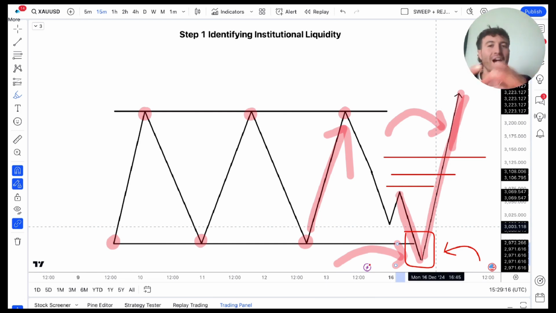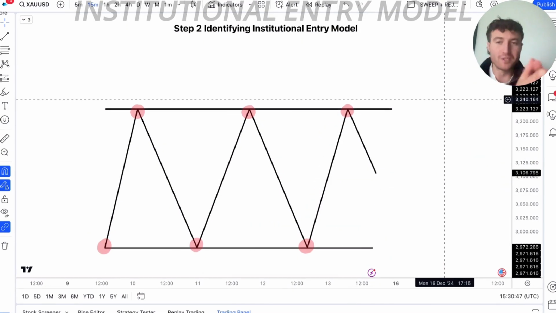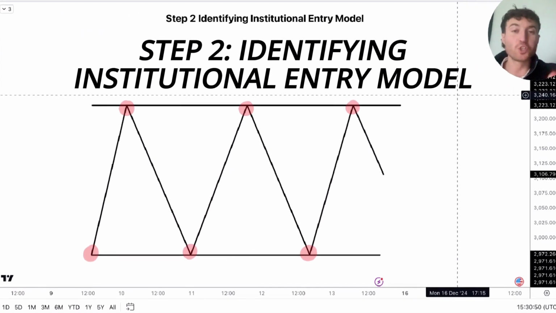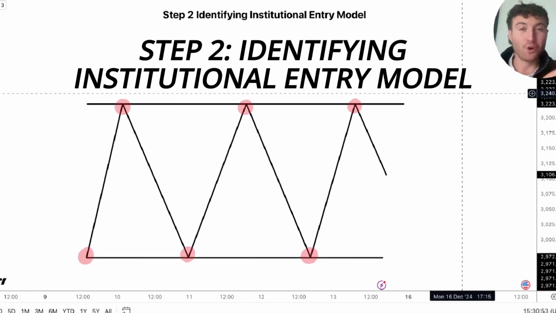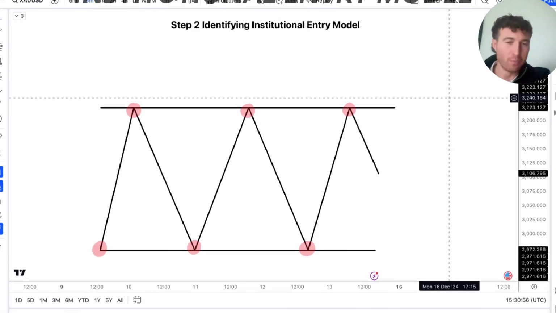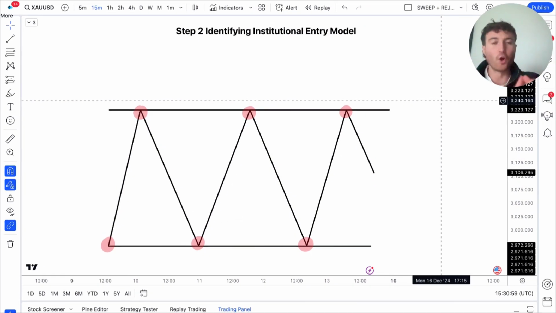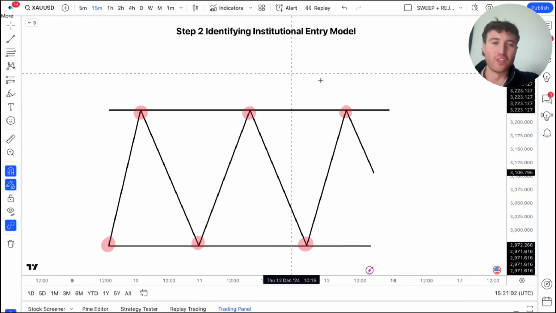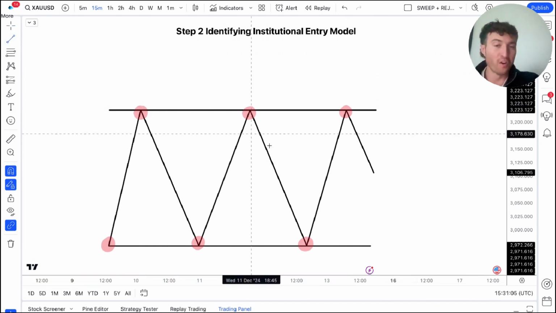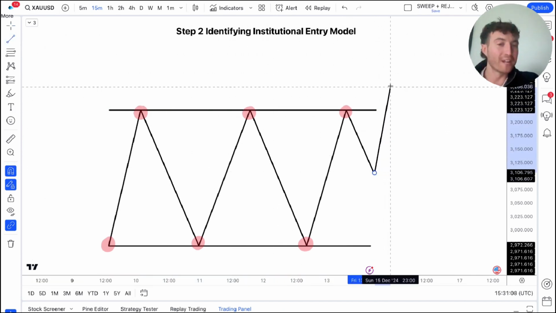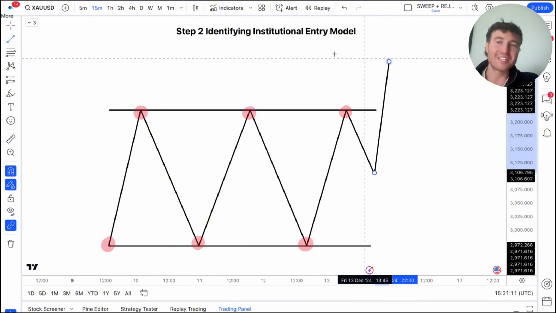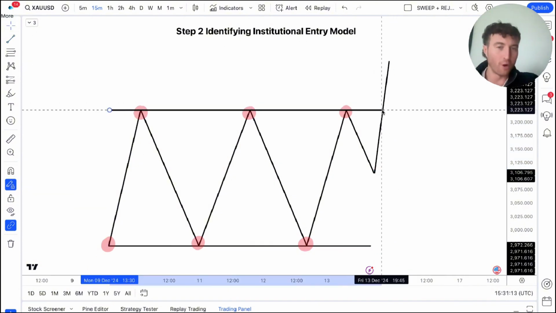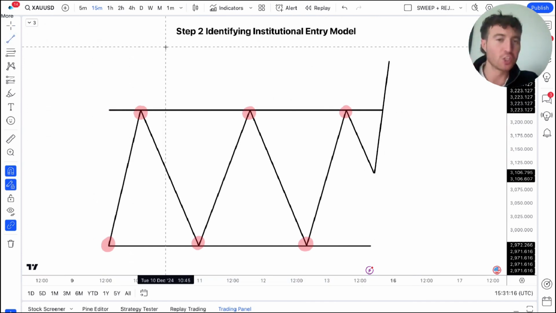So this is step number one, identifying institutional liquidity. The next thing that you need to learn is step number two, which is identifying institutional entry model. And this might sound quite complicated, but let me make it as simple as possible because it's really not as complicated as it sounds. So what you're going to see within the market, as we've understood from step number one, is market is going to seek liquidity. And then once we see the manipulation, what we're looking to spot is a market structure shift. And we're looking on the lower time frame.